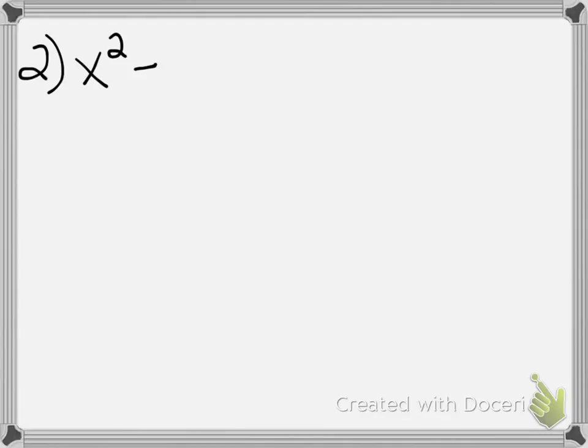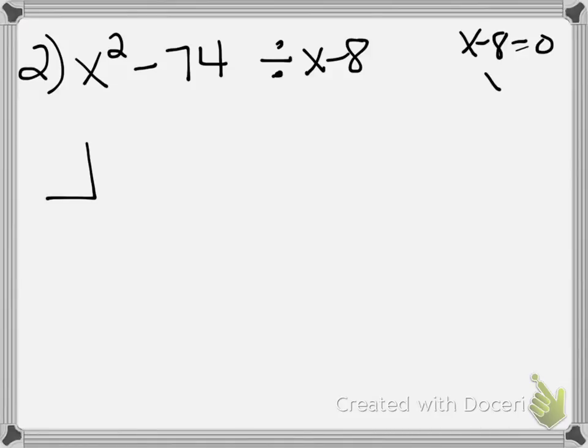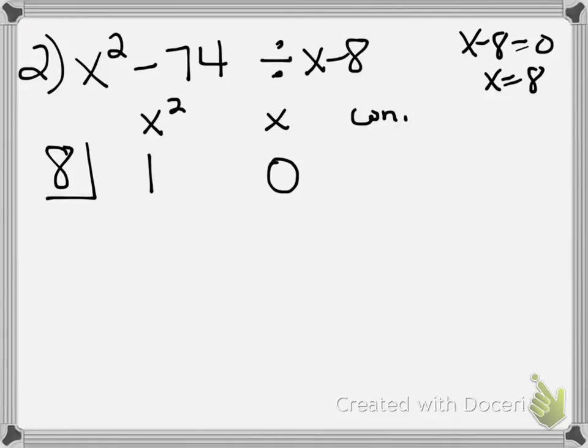I have x squared minus 74 divided by x minus 8. So I get my box. I do x minus 8 equals 0, x equals 8. So 8 is what goes here. So I've got my x squared, and then I need an x, and then a constant. Well, my x squared's coefficient is 1. I don't have an x, so I'm going to have a 0. And then it's my constant. My constant is negative 74. So then I leave a space.